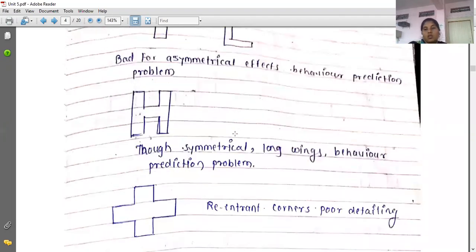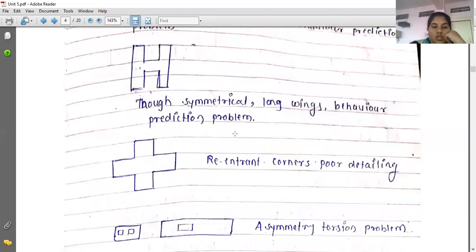Below this, write down H section, H type of the section. Below this, write down symmetrical, long wings. Behavior prediction problem.